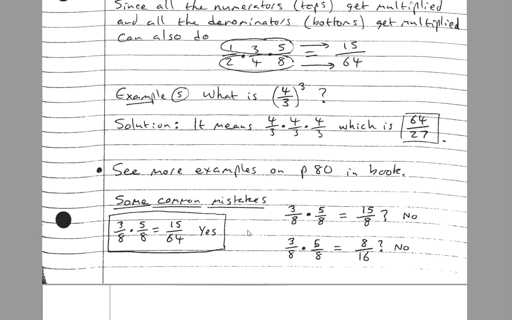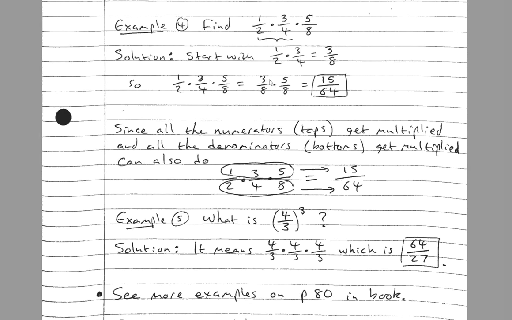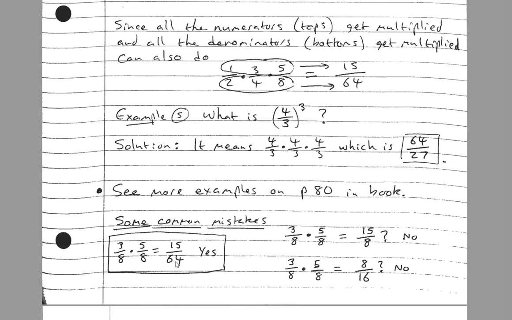Some mistakes to avoid. Going back to this 3/8 times 5/8. Okay, the correct answer, yep. Multiplying straight across, 3 times 5 is 15, 8 times 8 is 64. So yes to that answer. What can go wrong? Well, here I've done the top correctly. 3 times 5 is 15, but I've just kept the 8 on the bottom. So this is not correct. You have to multiply. So 8 times 8, it should be 64.